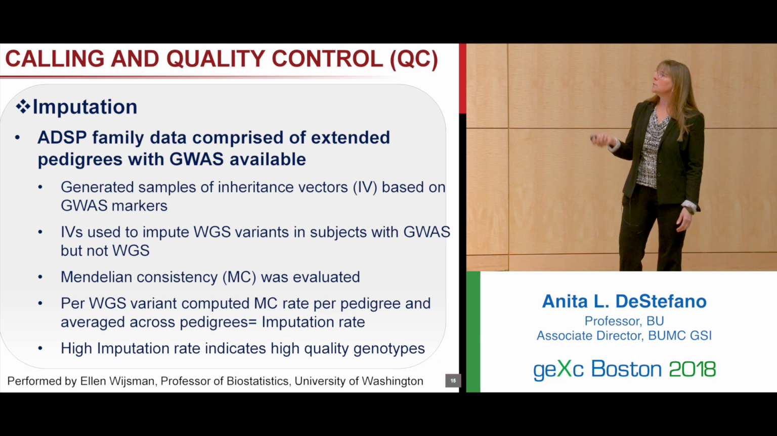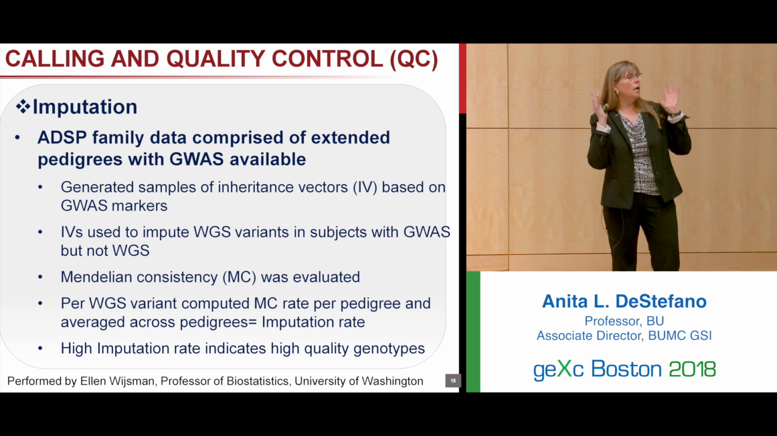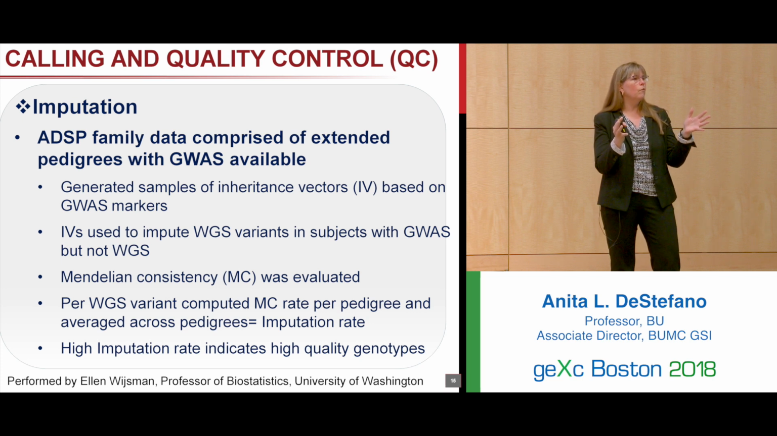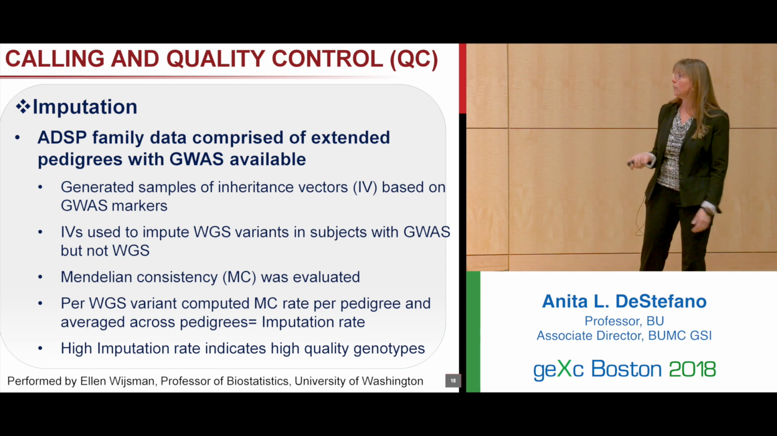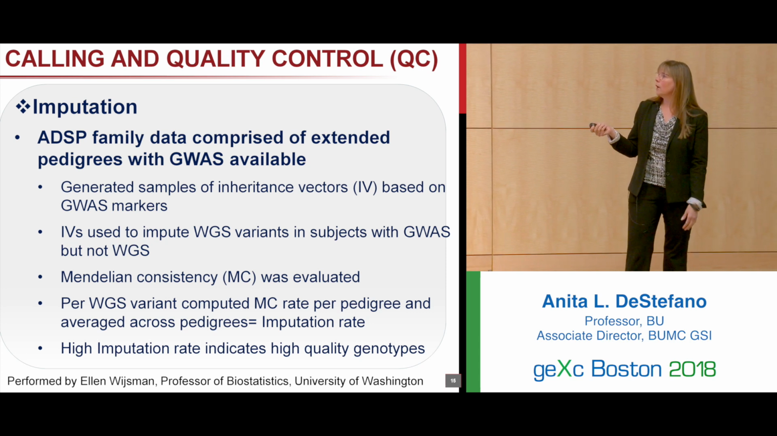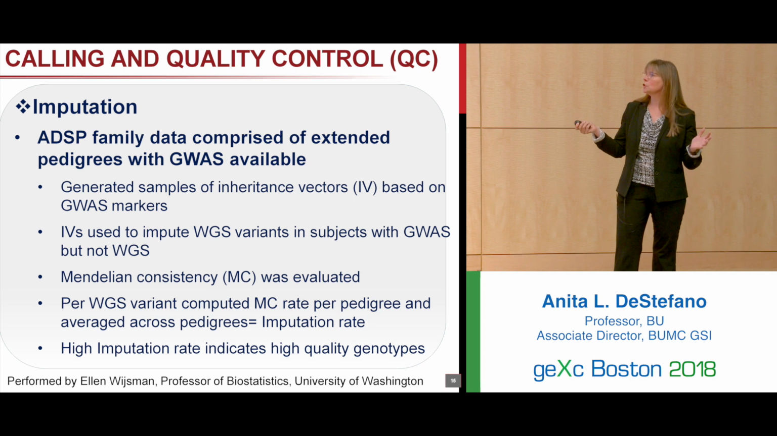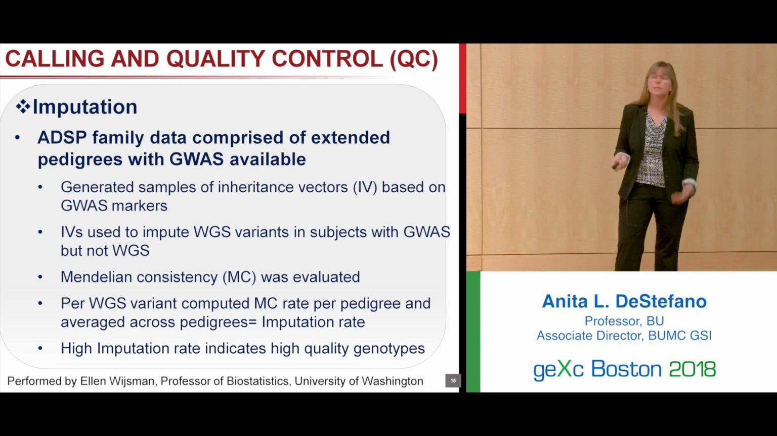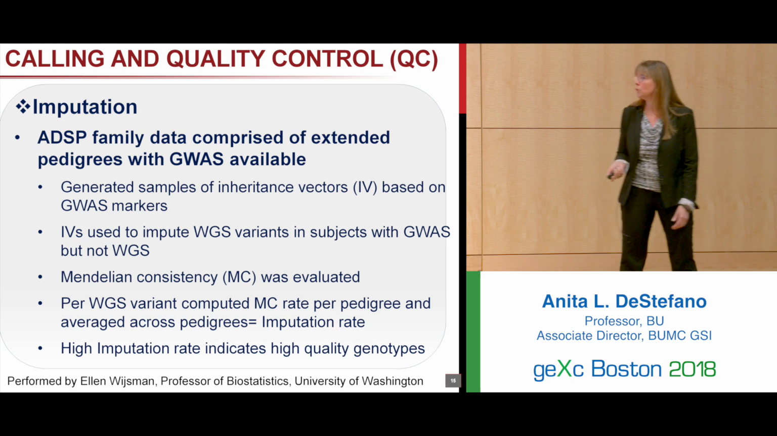So from each family, a limited number of individuals were chosen for whole genome sequencing, but DNA was available on much extended parts of the pedigrees, and they typically had GWAS information available. And so what was done was that samples of inheritance vectors based on the GWAS markers in this larger set were generated, and then those inheritance vectors were used to impute the whole genome sequence variants in those individuals that had the GWAS but not the whole genome sequence data.